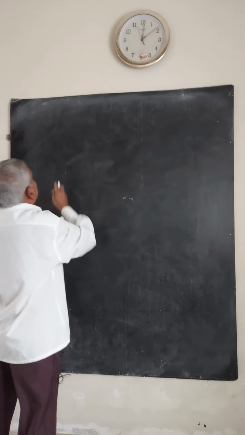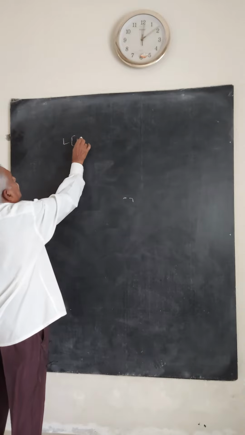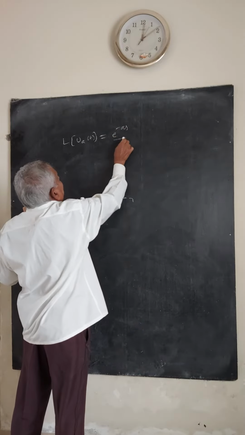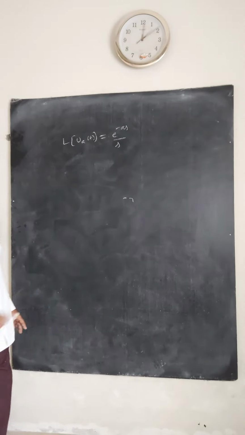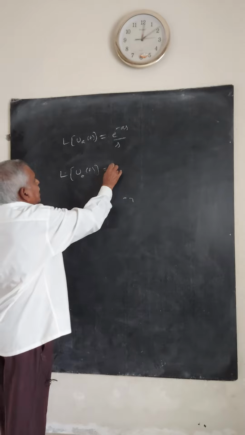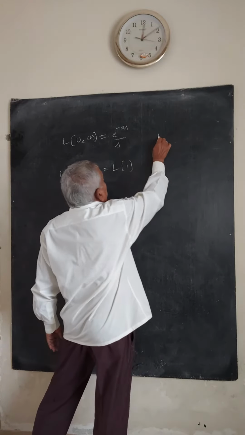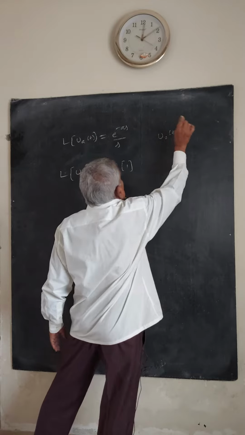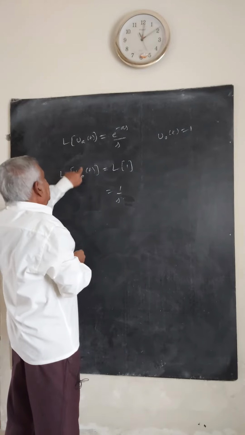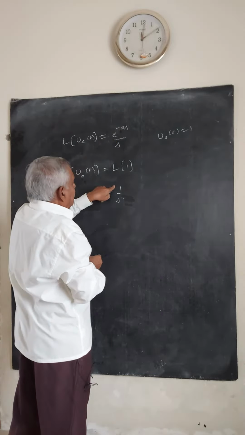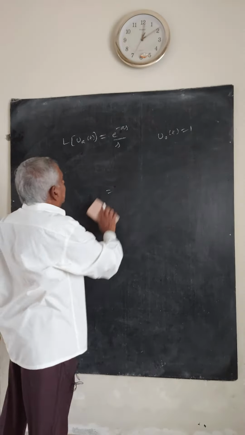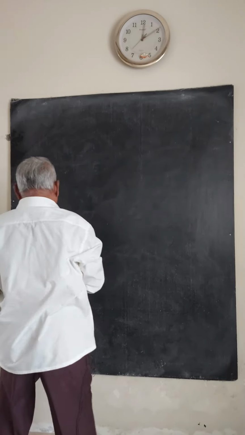See, L of u_a(t) equal to e^(-as) by s. We have just seen that L of u_0(t) means L of 1, and u_0(t) equal to 1. L of 1 is 1 by s. Similarly, if a is 0, putting 0 gives e^0 equal to 1, then 1 by s. Simply L of 1 is 1 by s we are getting. This is the unit step function.